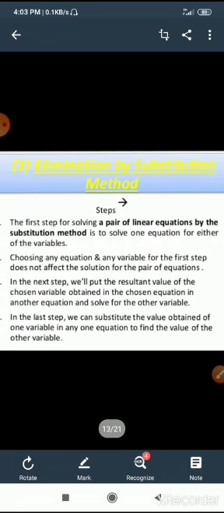The first step for solving a pair of linear equations by the substitution method is to solve one equation for either of the variables. We can choose any equation, and one variable can be written in terms of the other variable, and that will be substituted in the other equation, and then we will get the value of the second variable also. By substituting that value in the other equation, you will get the value of the other variable also.